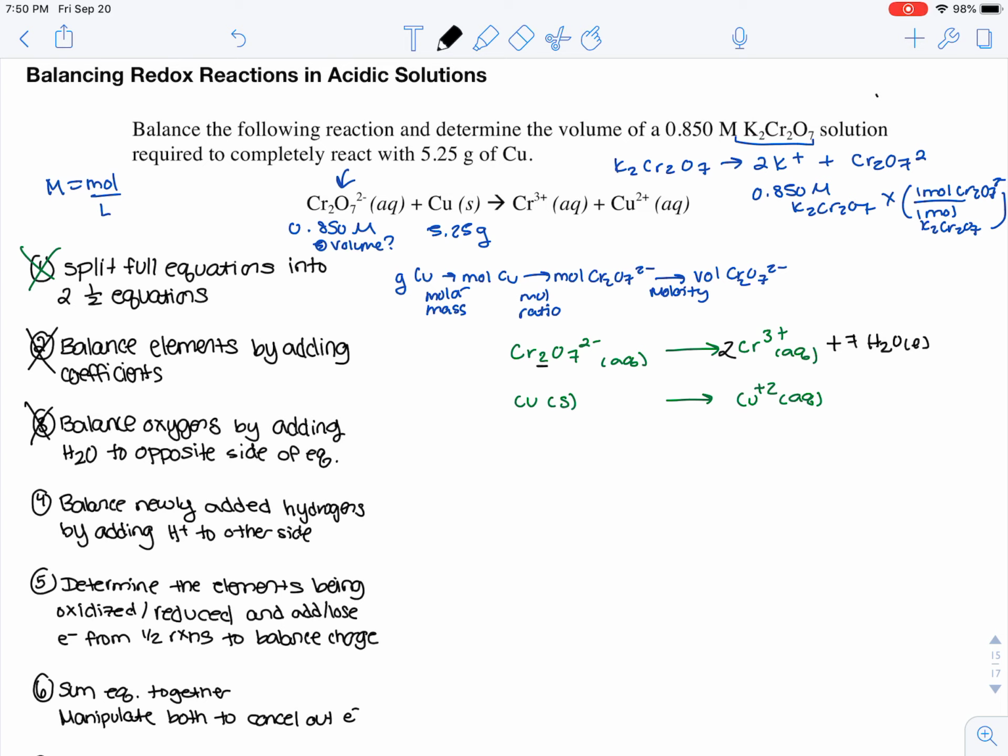Step 4 says balance newly added hydrogens by adding hydrogen ion to the other side. Adding these 7 water molecules balanced out my oxygens, but I created a new problem by now having hydrogen ions that I do not have on the left side. So to balance that, I'm going to add the amount of hydrogen ions to balance out. 7 times 2 is 14, so 14 hydrogen ions.